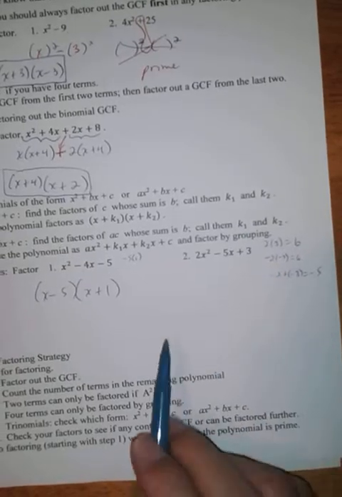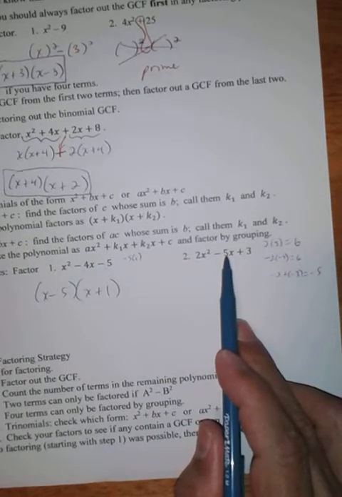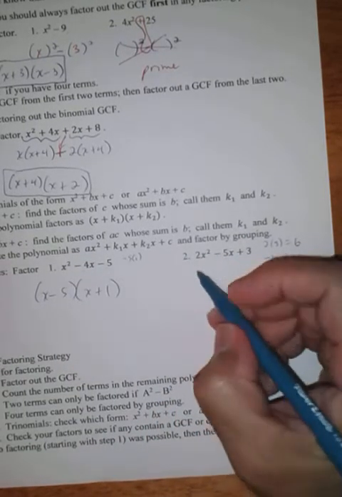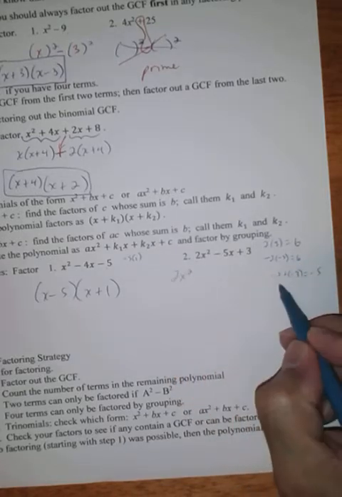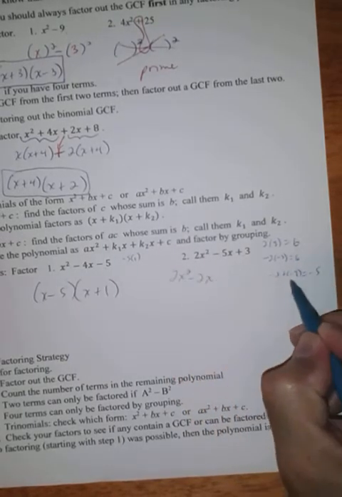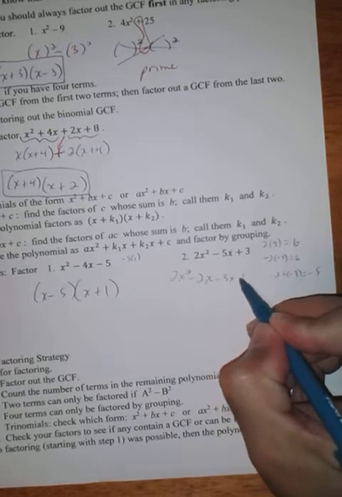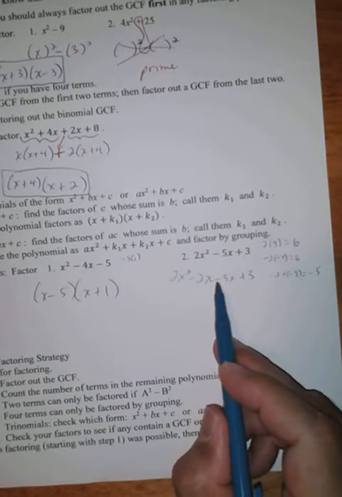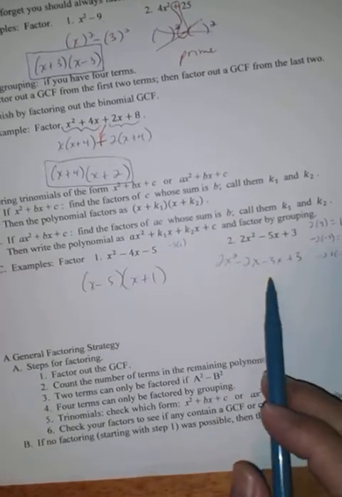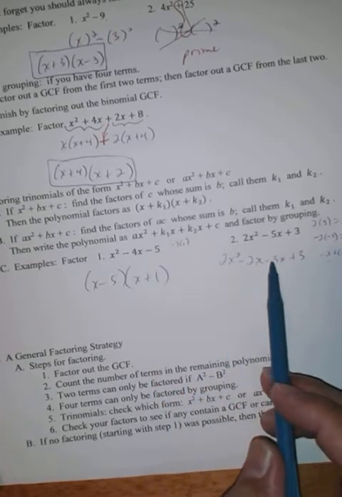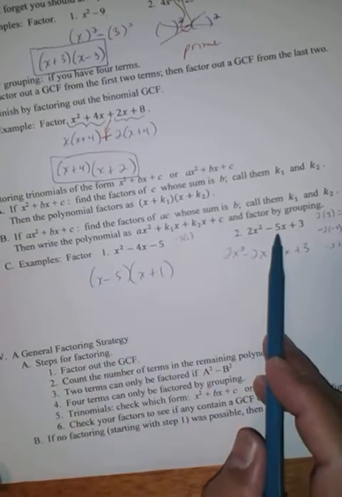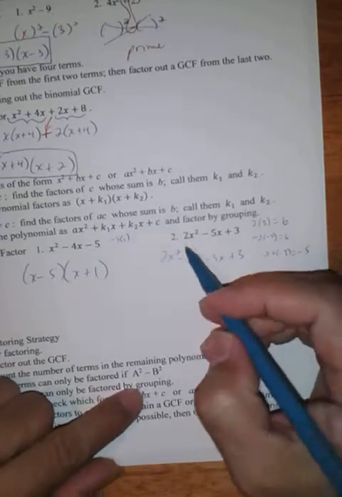That's my k1 and k2. So I'm going to split this middle term into those two numbers. I'm going to rewrite this as 2x squared minus 2x minus 3x plus 3. And notice that's k1 and k2. k1 times k2 is AC, and k1 plus k2 is the b part, right? The b part. Okay. And I'm just going to factor by grouping.